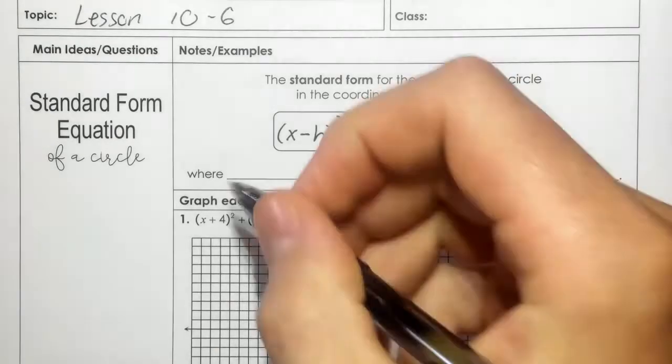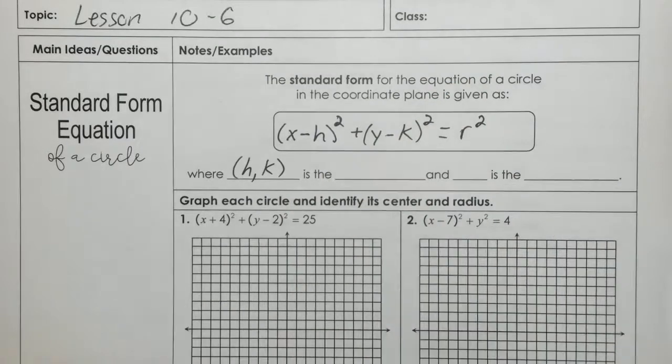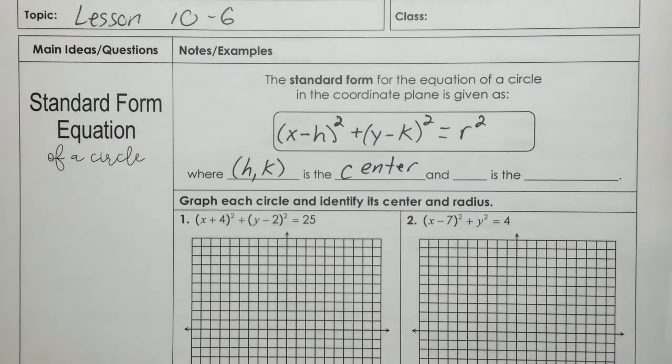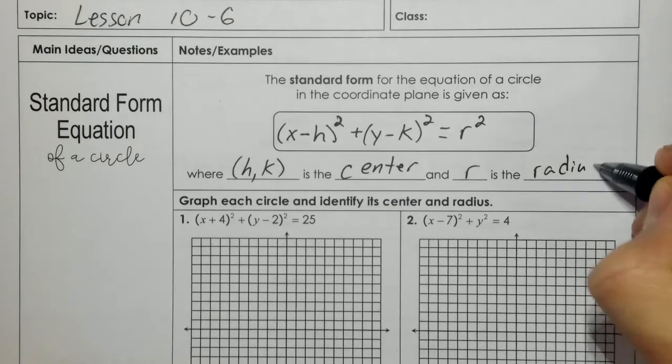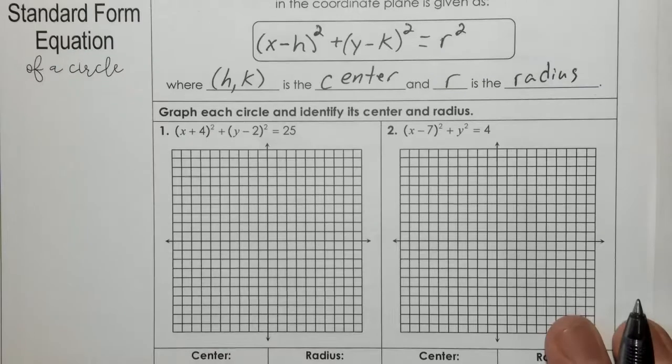Okay, so h, k are the coordinates of the center of the circle. So they give us the center of the circle, and r is the radius, gives us the length of the radius. Okay, so let's look at problem 1.